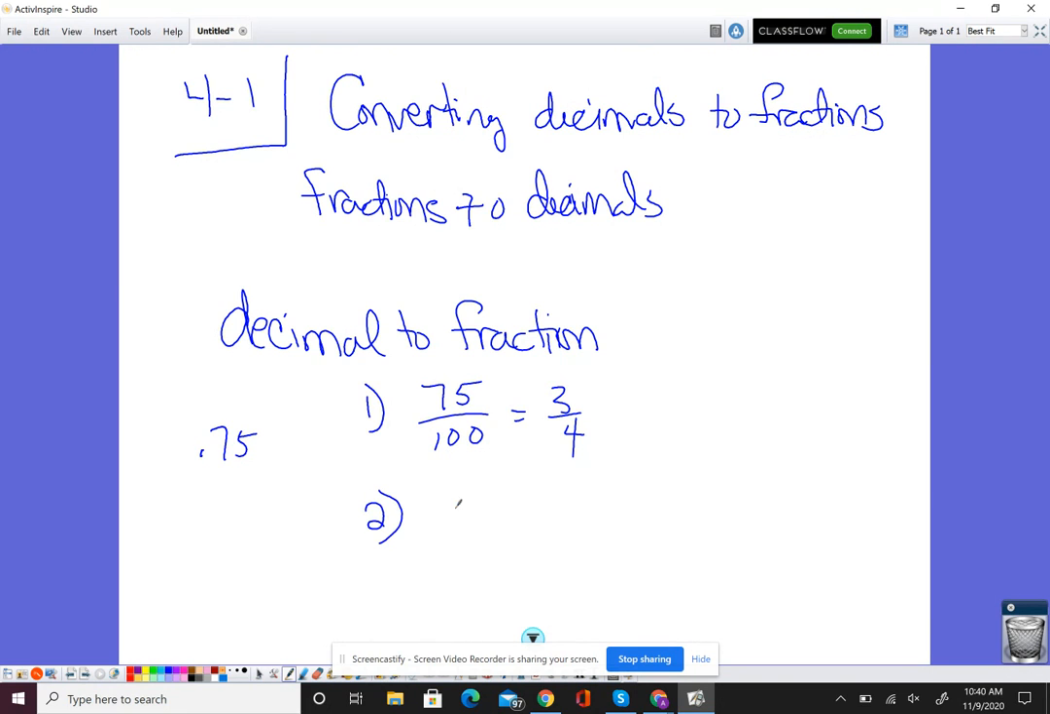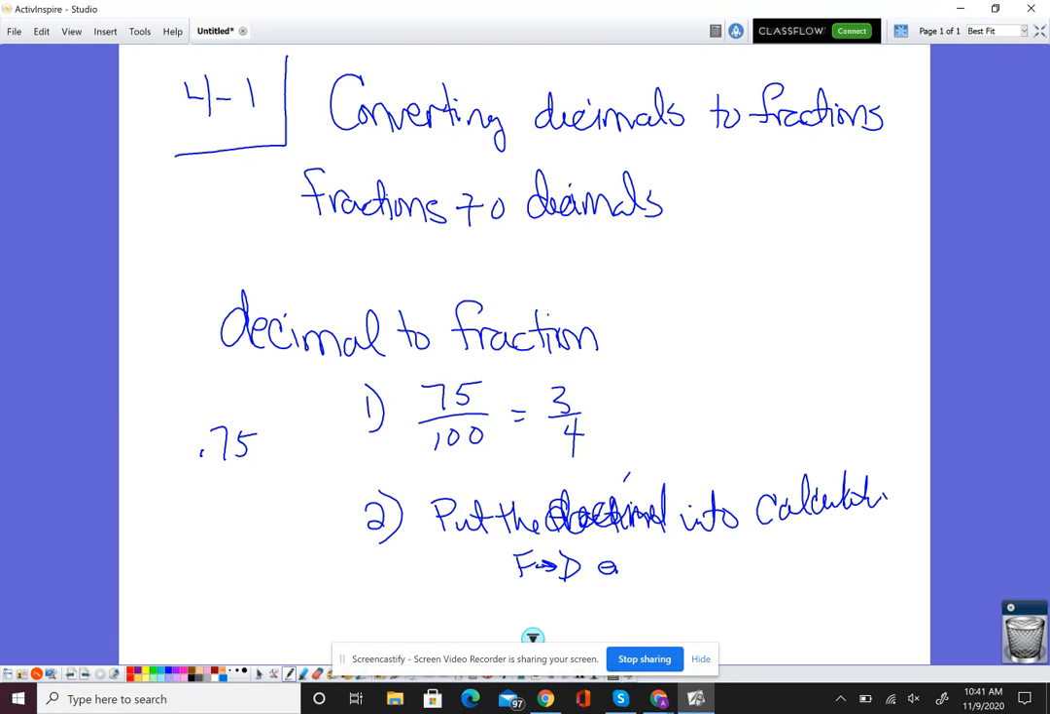Or I could put the fraction into my calculator, or put the decimal into the calculator and hit the F to D button, and then enter after that. And that would give me my fraction.